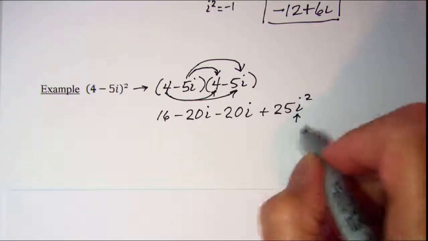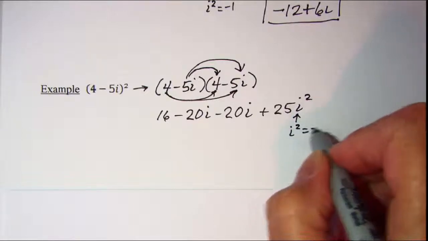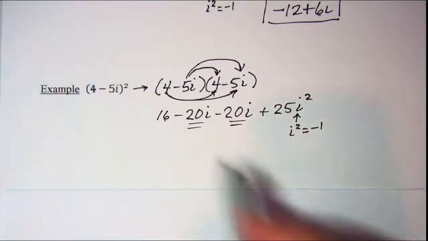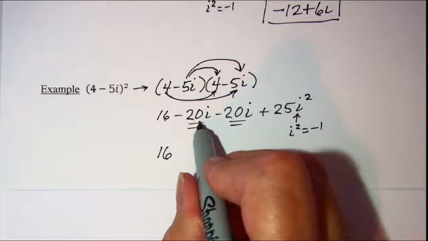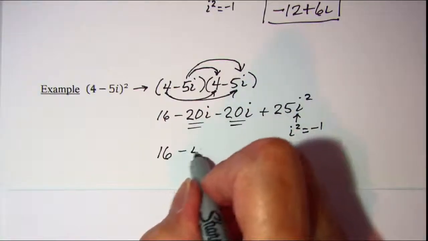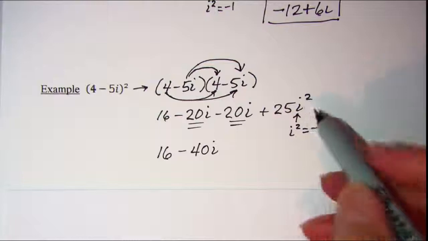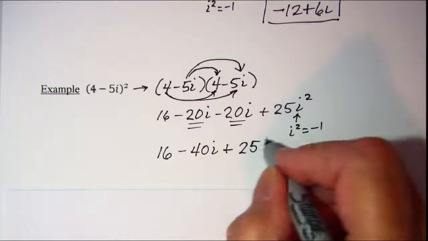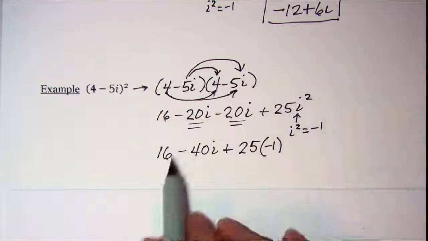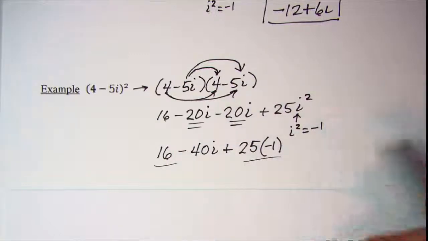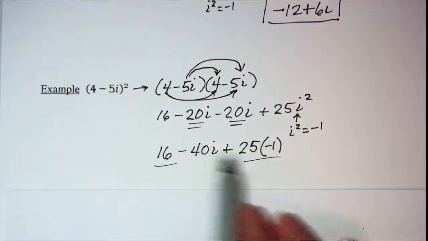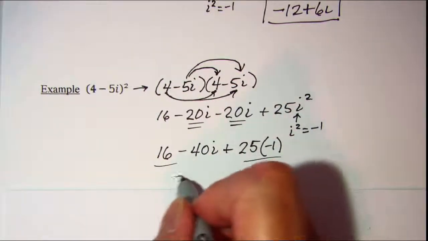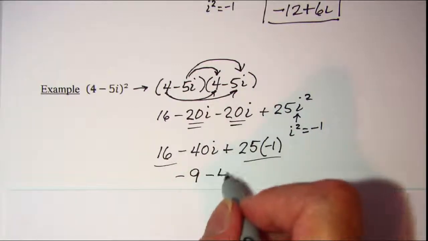i squared is defined as negative 1. And we can combine these two terms. So we have 16. Negative 20i and negative 20i is negative 40i. This one is 25 times negative 1. So I have two real numbers that I can combine. This is 16 minus 25. When we combine those, we get negative 9, and then minus 40i.